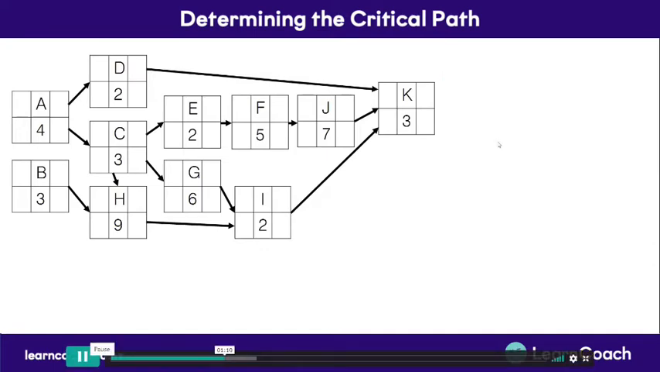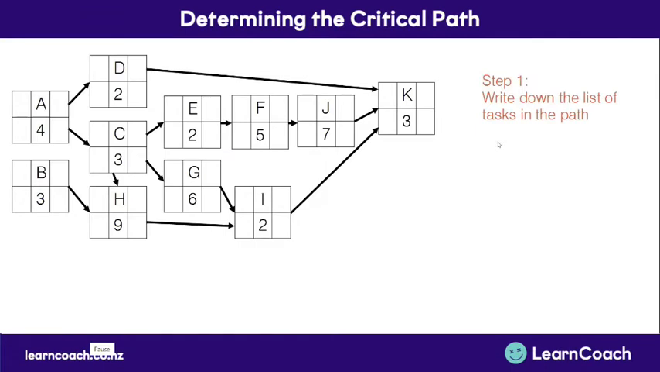Steps in order to determine the critical path. Our first step is writing down the list of tasks in each path. So we'll start off with task A, our first task. This list is going to be the part you're going to show in your work, so make sure you're writing these steps down. First, write down the list of the tasks in the path.